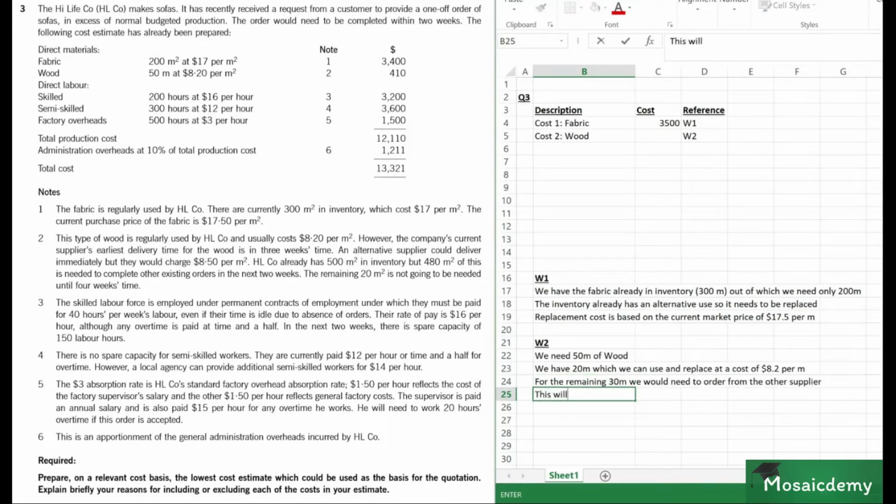This will cost us $8.5 per meter, okay? And again, all wood would need to be replaced due to its alternative use. Just reinforce that. Okay, so we've given our explanation. Let's put the calculation. So 20 meters of wood would be bought at the regular $8.2 per meter, plus 30 meters of wood would be bought at $8.5 per meter.